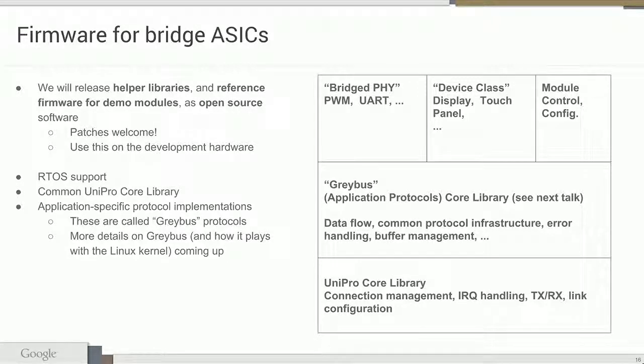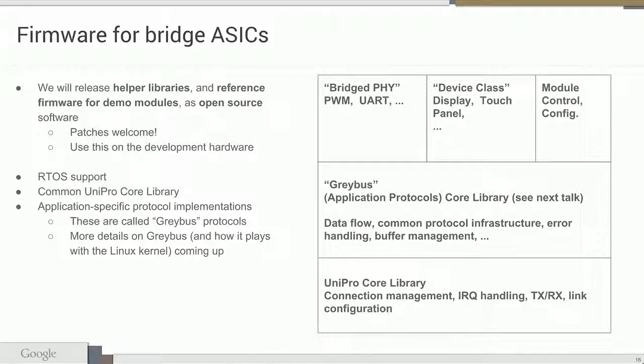OK, so how do we power these bridge ASICs? Well, with firmware. And we're going to be releasing a bunch of firmware that has helper libraries, reference firmware for the demonstration modules that Dexter was talking about, and all this other stuff as open source software this week. Patches are totally welcome. This firmware will be useful on the development hardware.